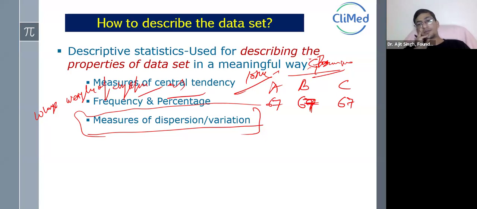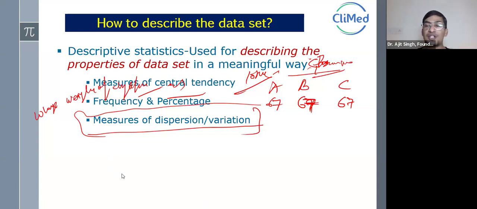Wow. Is it possible? The average weight is the same for all 3 sections. Is it possible, guys? Yes or no? This class is very interesting, literally. Is it possible? Yes, absolutely possible. It is absolutely possible. All these 3 means, or average weights, could be similar.